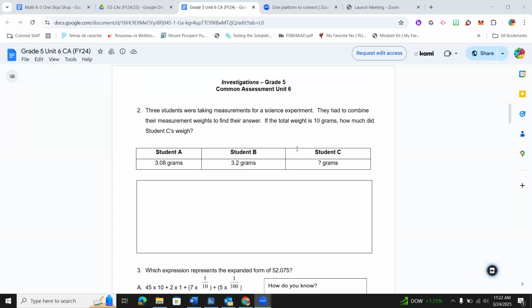So for the first read, 3 students were taking measurements for a science experiment. They had to combine their measurement weights to find their answer. If the total weight is 10 grams, how much did student C's weigh? Okay, first read. Now for the second read, you would read it again and then visualize it.